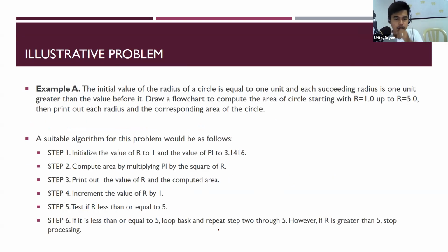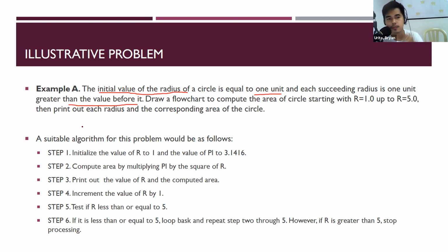Okay, let's have an example. The initial value of the radius of a circle is equal to 1 unit, and each succeeding radius is 1 unit greater than the value before it. So we're talking of the initial value of the radius equal to 1 unit, and each succeeding radius is 1 unit greater than the value before it. So ibig sabihin, meron tayong initial value ng radius at nadadagdagan siya ng 1 unit.